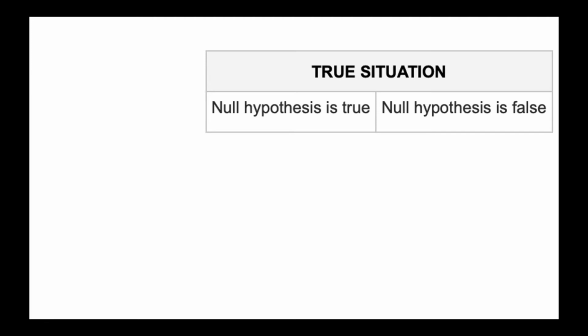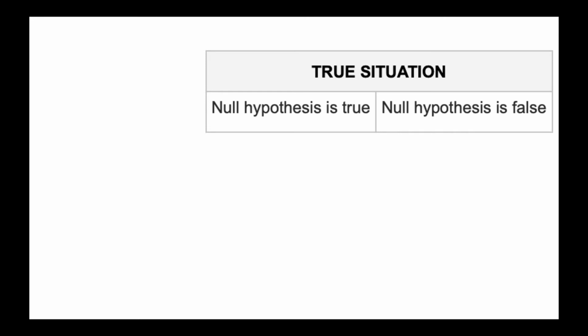So usually when we have a situation where we're trying to compare two groups, we have one of these two situations. Either the null hypothesis is true, meaning there is no difference between these two groups. For example, if you're trying to compare the birth weight of two groups, for instance, treatment group and control group. And the other option is if the null hypothesis is false, meaning there is actually a difference between these two groups.